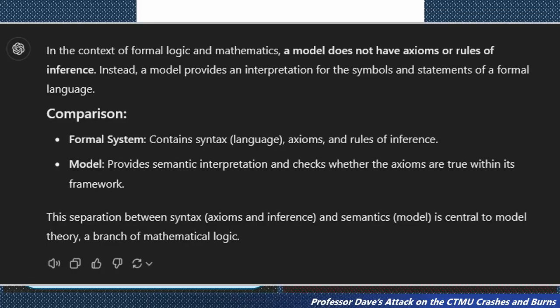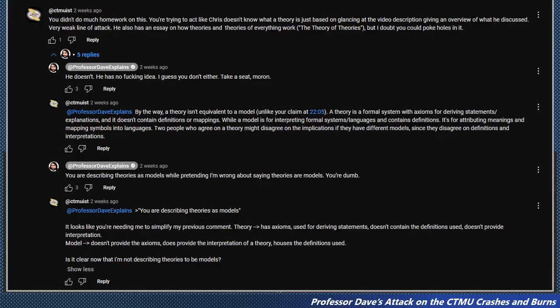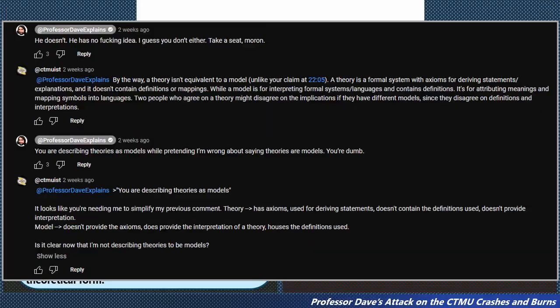But it's not just what they attempt to do that makes them different, it's what they consist of as well. I pointed out to the professor that a theory is a formal system with axioms for deriving the statements or explanations, and unlike the model, it doesn't contain definitions. Whereas the model is for interpretation and attributing meaning to the statements. I also included an example of how those differences manifest in people's disagreements. Two people who believe in the same theory can come to different conclusions about the implications of the theory if they have different models, due to, for example, disagreeing on the proper definitions.